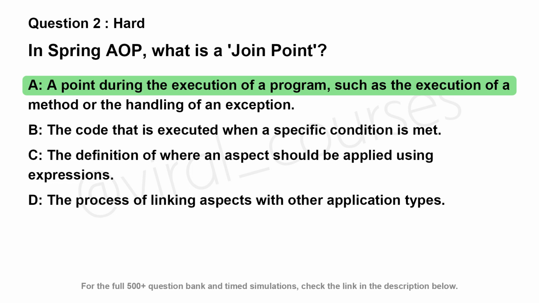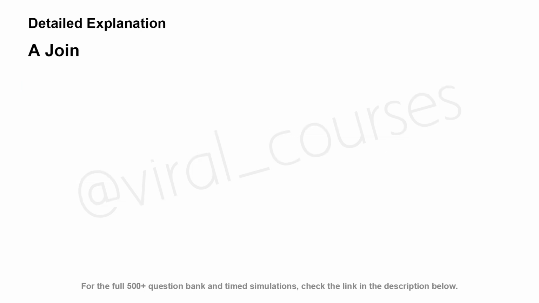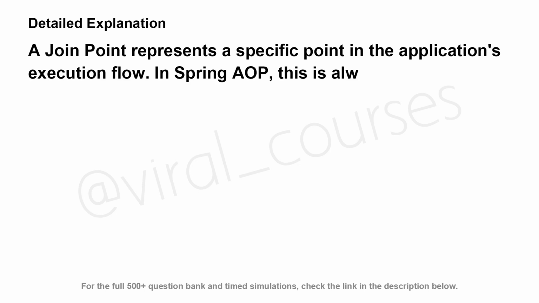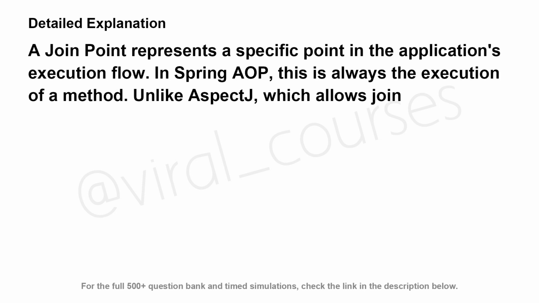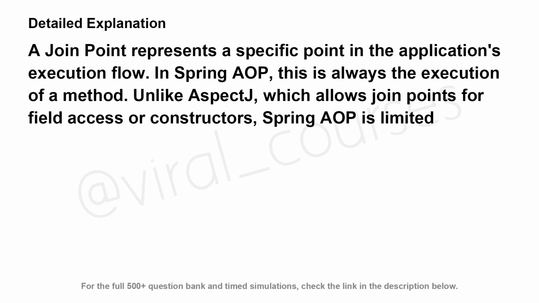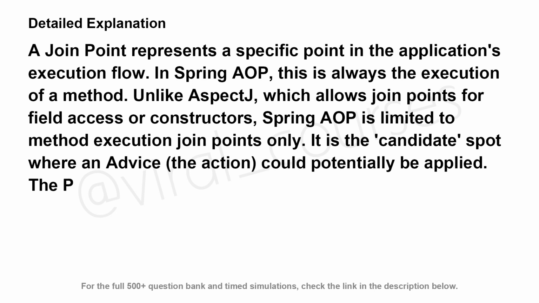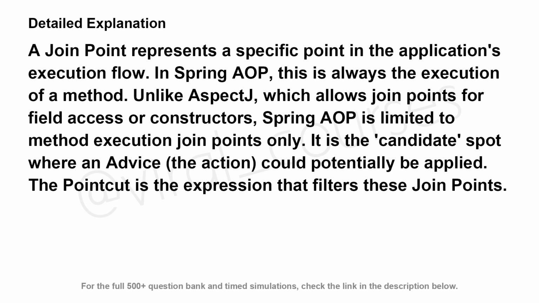The correct answer is A. A join point represents a specific point in the application's execution flow. In Spring AOP, this is always the execution of a method, unlike AspectJ, which allows join points for field access or constructors. Spring AOP is limited to method execution join points only. It is the candidate spot where an advice, the action, could potentially be applied. The pointcut is the expression that filters these join points.